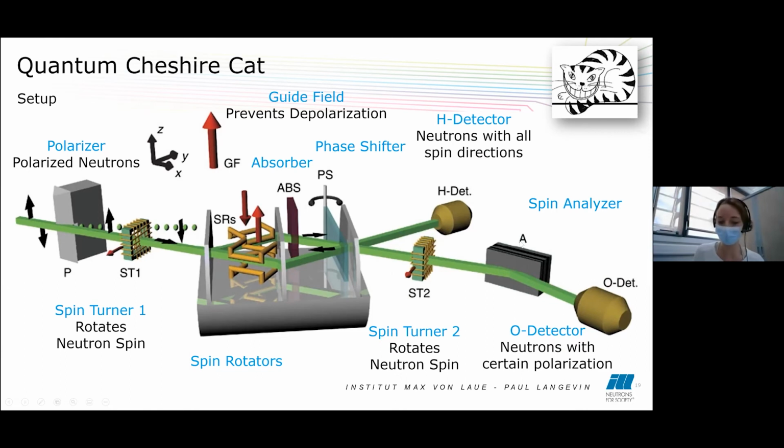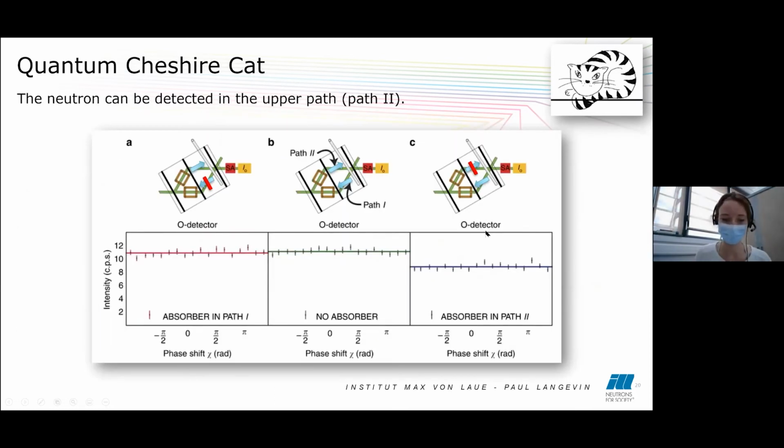But how can we be sure that the O detector only detects neutrons taking the upper path? This can be verified by investigating the effect of adding an absorber to the different beam paths. And what I would like to mention first here is, since the neutron spins of both paths are polarized in opposite directions and therefore have no orthogonal component, no interference pattern should be visible. And this seems to be the case for all measurements here.